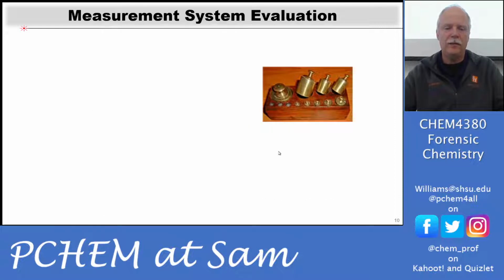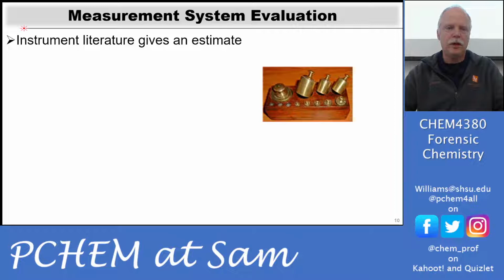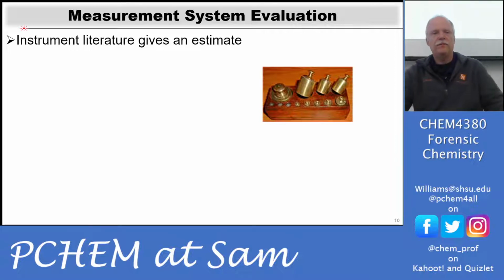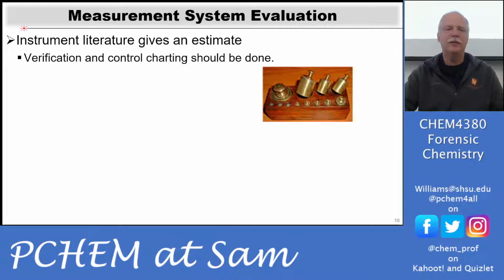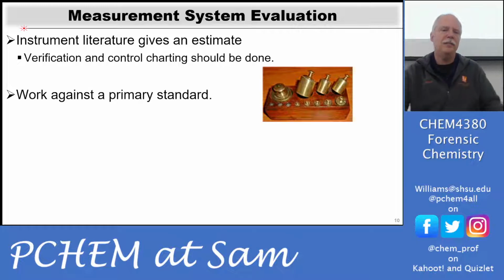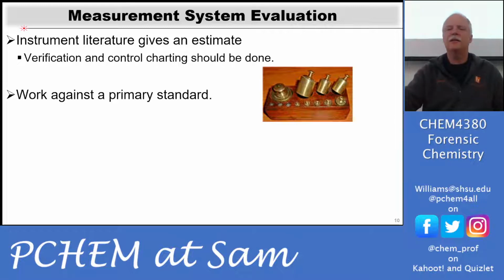And so let's talk about our measurement system evaluations. Now, most of the time when you buy an instrument, the box or the literature will tell you, like our 4-place balances, our analytical balances, they say that they are repeatable to 0.0002 grams. And so we see that a lot of the times. And so that's going to be an estimate of the repeatability of that balance.